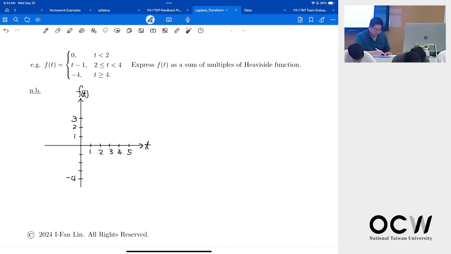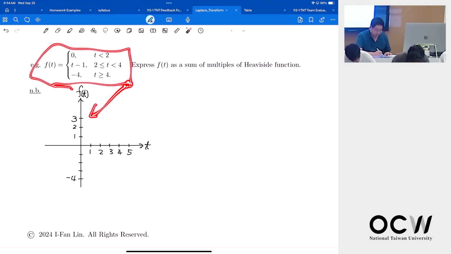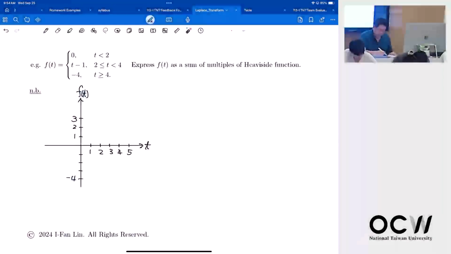Okay, again, you need to draw your answer on the screen. Okay, so f of t is this. How do I express this function using this plot? The first one is easy. When t is less than 2, it's 0. So I give you the start. It's 0 until 2. And then complete the rest. Any thoughts? How do you plot this?